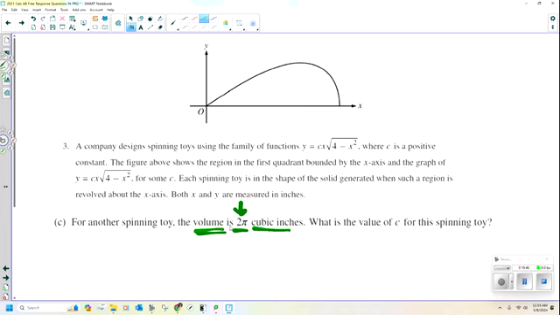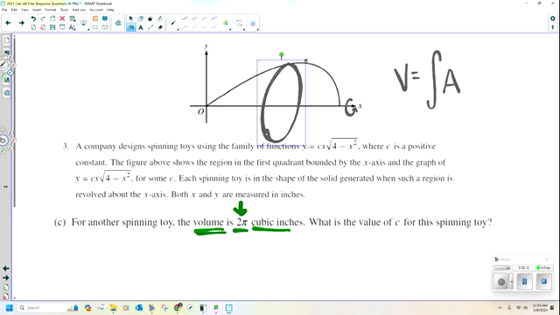At some point, you knew we were going to have to find the volume. In order to find volume, you always got to integrate the area. Or in this case, as we rotate around the x-axis, we create a circle. And the area of a circle is pi r squared. Okay, it is pi r squared.